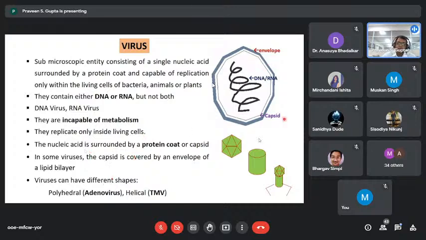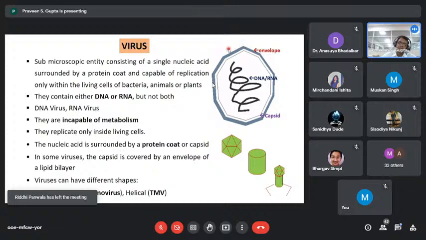In this structure, you can find that there is a protein coat. The nucleic acid is surrounded by the protein coat. So the nucleic acid is present in the center, and the protein coat is basically this capsid layer. And the outermost layer is also present in some of the viruses, not all.